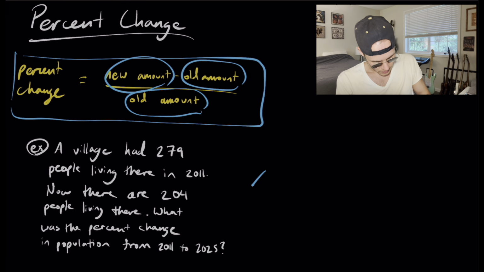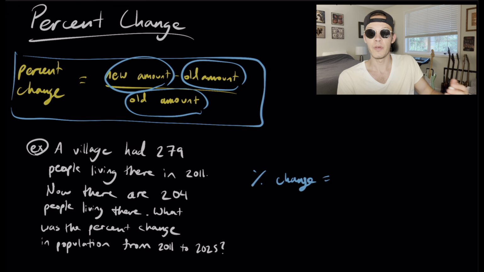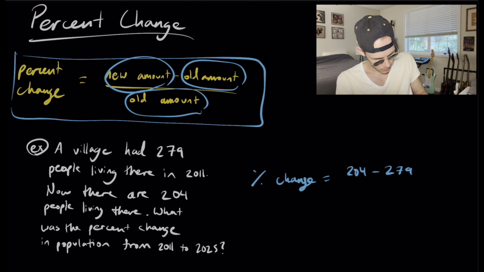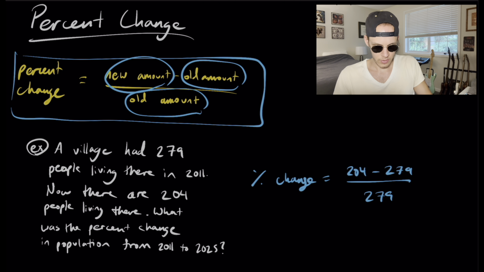So percent change is equal to the new amount. So how many people are living in the village now? Well, there's 204. And then we're going to subtract the old amount, or the amount of people that were living there in 2011. And then we're going to divide it by that old amount, 279. Break out the calculator, so 204 minus 279, all of that divided by 279.